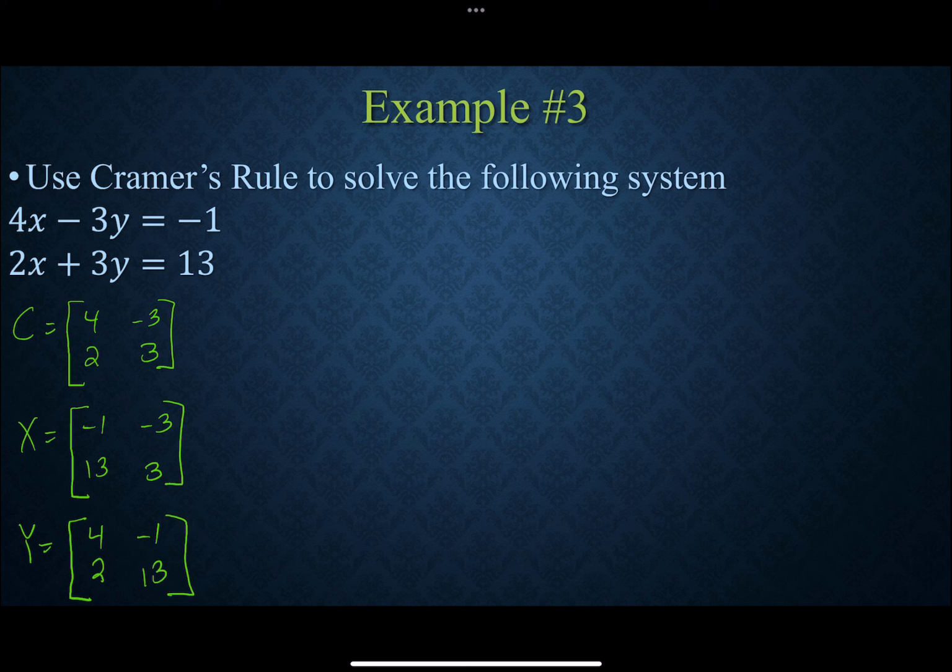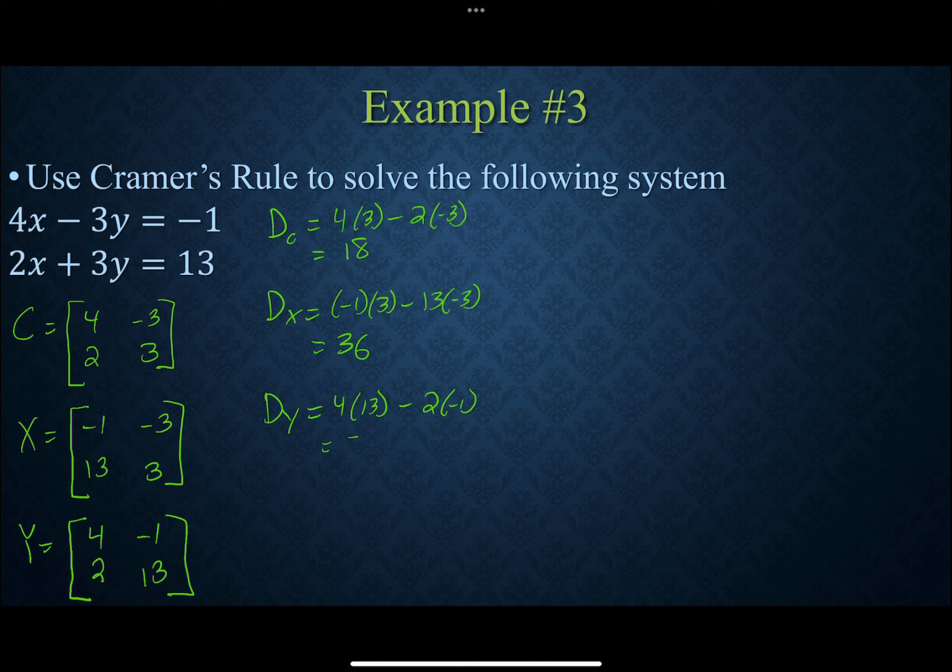So we go through and find our 3 determinants. Determinant of C would be our 4 times 3 minus 2 times negative 3. That gets us a positive 18. Our determinant of X would be negative 1 times 3 minus 13 times negative 3. That's a positive 36. And our determinant of Y would be 4 times 13 minus 2 times negative 1. And that would be a positive 54.